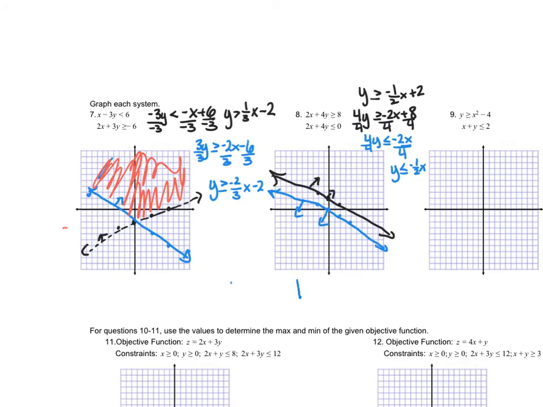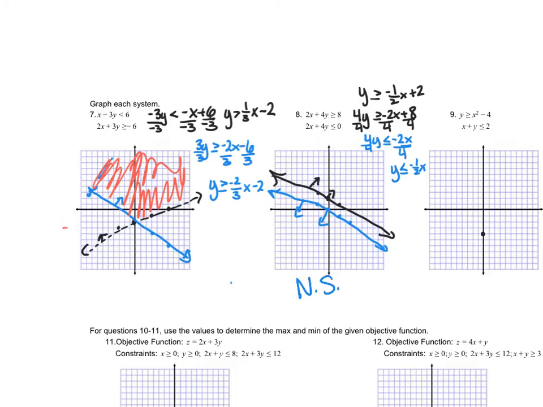There is no common shading. All right, for the last one, we have x squared minus 4, so that's going to be a parabola. If you remember, the minus 4 is not in parentheses, so we're going to move that vertex down 4. So my vertex is 1, 2, 3, 4 down.